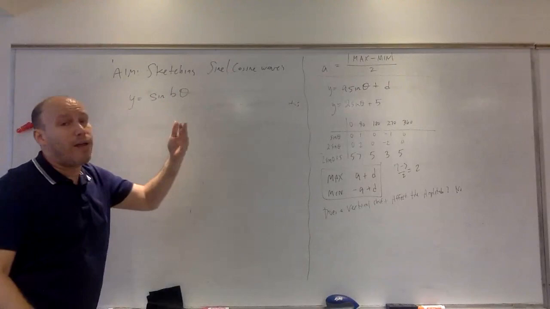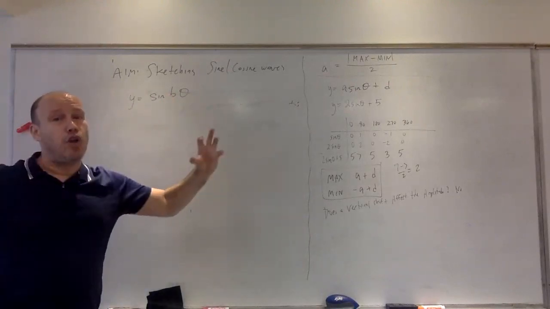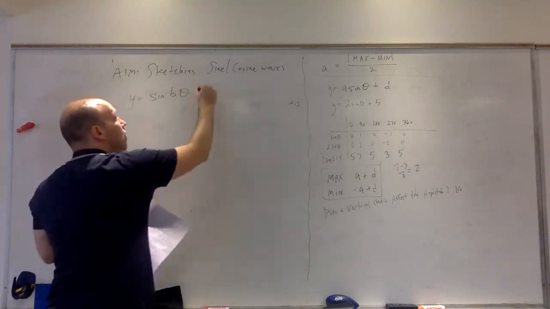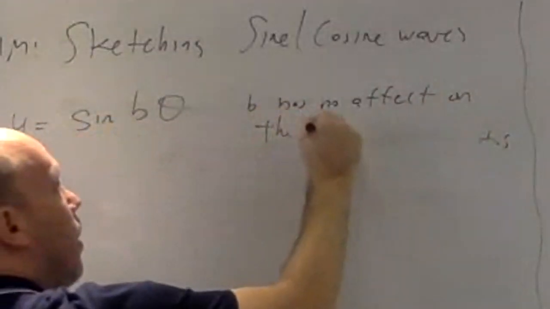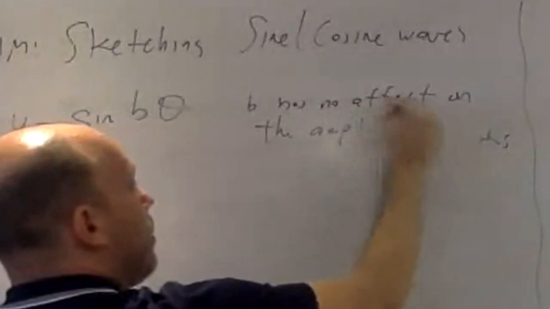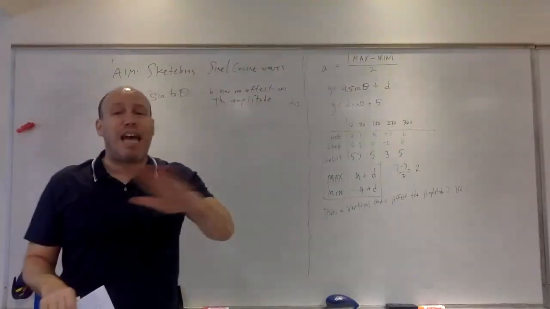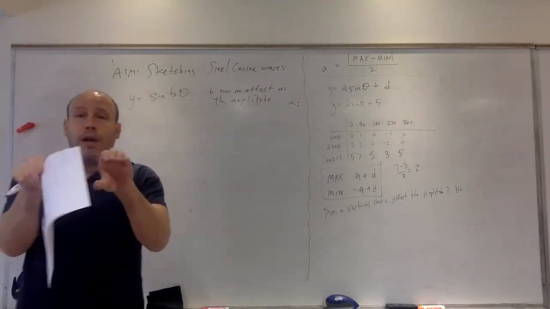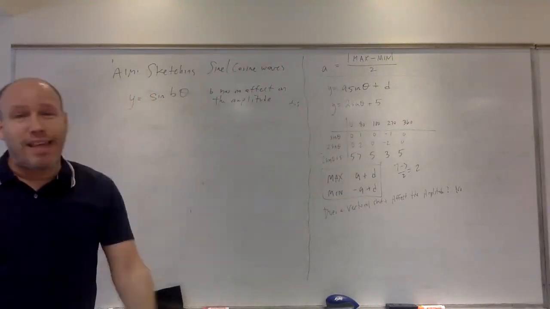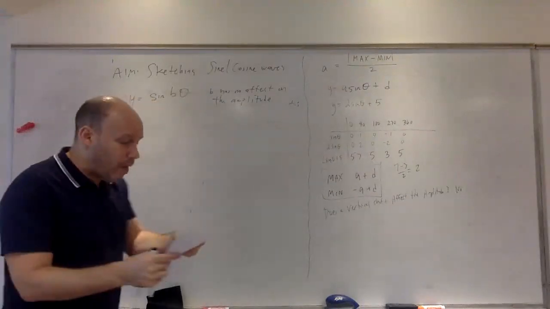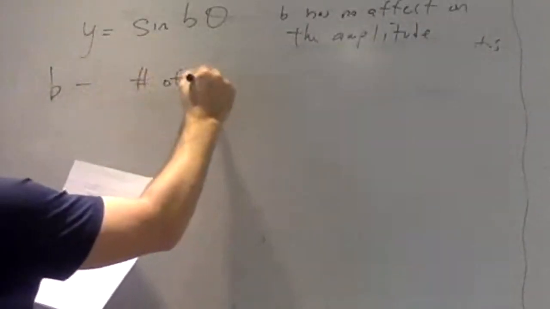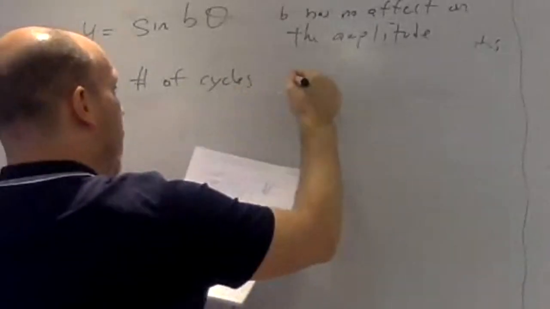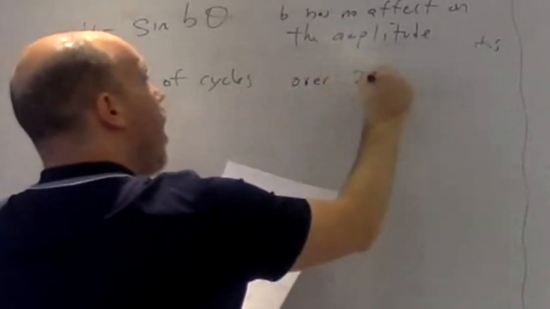Well, we know from transformations that's a horizontal stretch. So it does not affect the amplitude. So b has no effect on the amplitude. So it doesn't change the max and it doesn't change the min. It has nothing to do with the max and the min. It's just stretching the sine wave. And you can see that in Desmos. So b is actually the number of cycles over 2 pi.